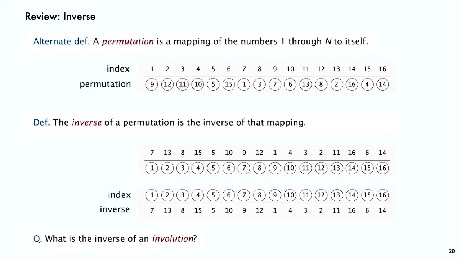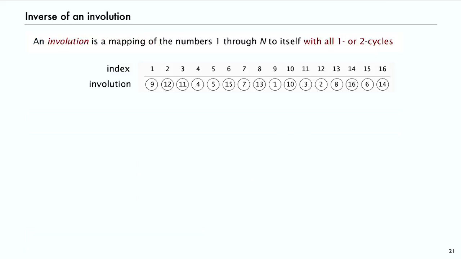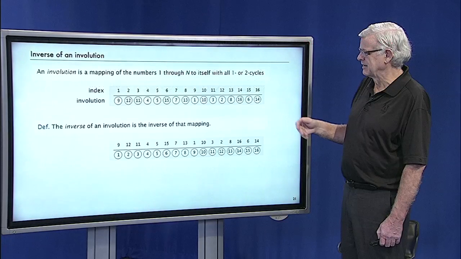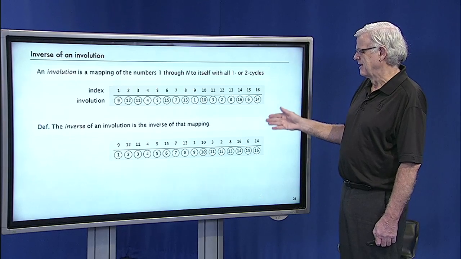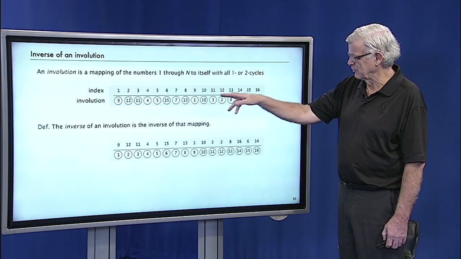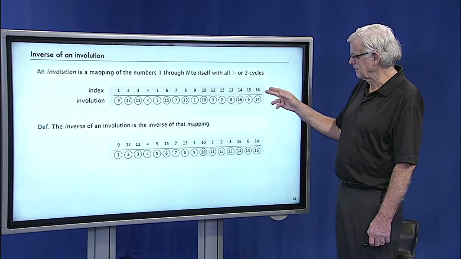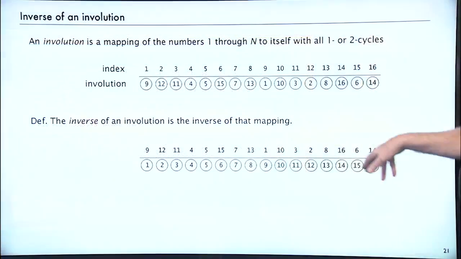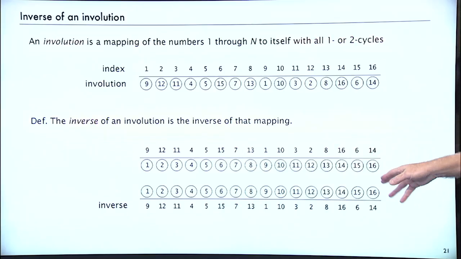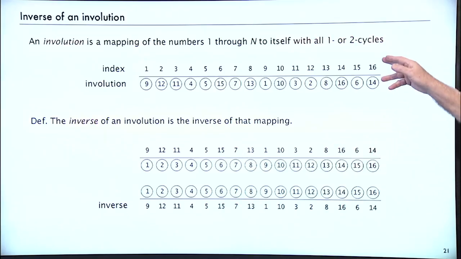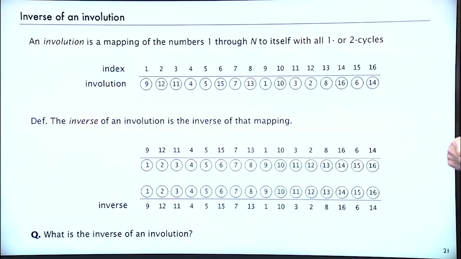What's the inverse of an involution? If you take an involution and compute the inverse by, again, sorting the columns so that they're ordered by the bottom row and then flipping, you see immediately that you get back the involution. So what's the inverse of an involution?